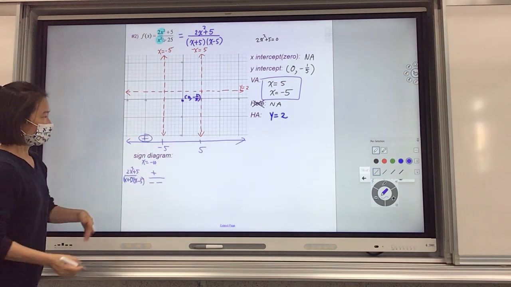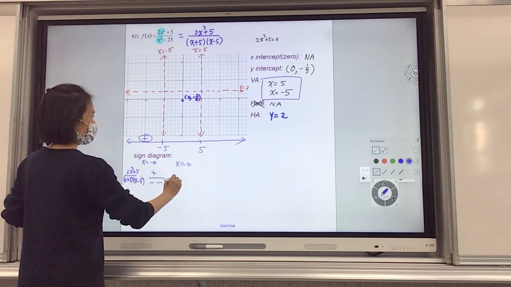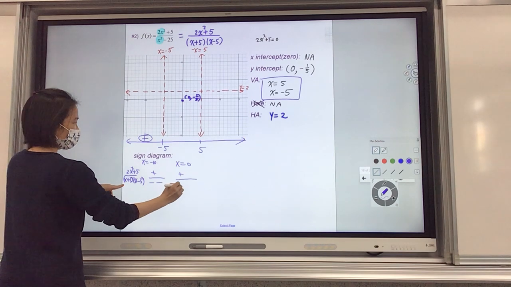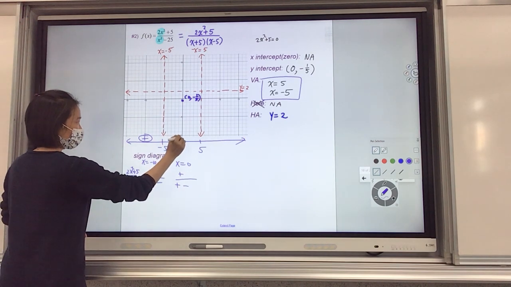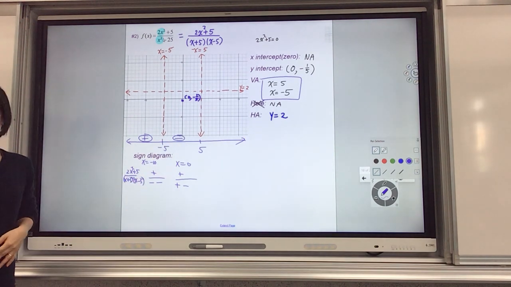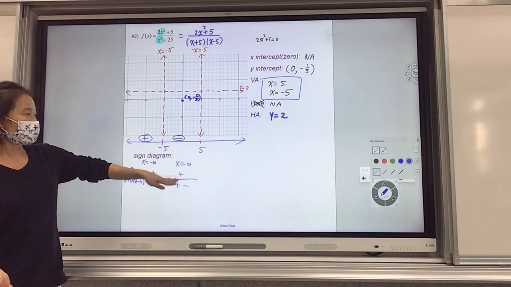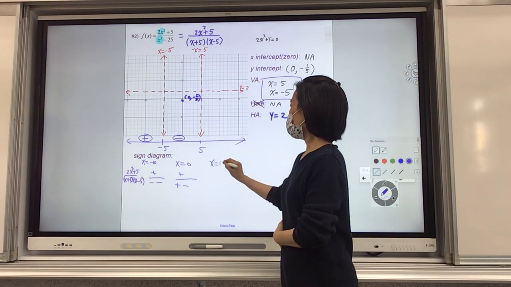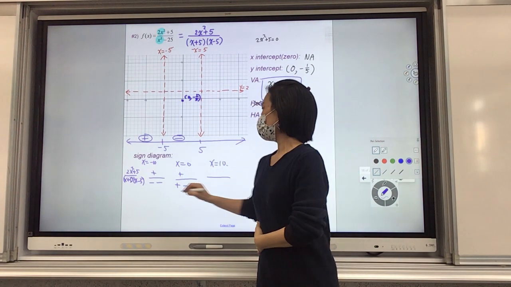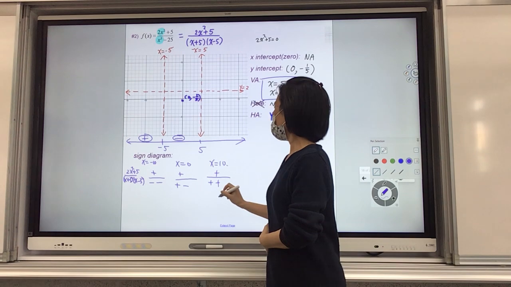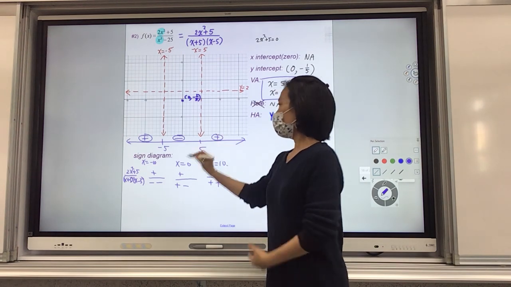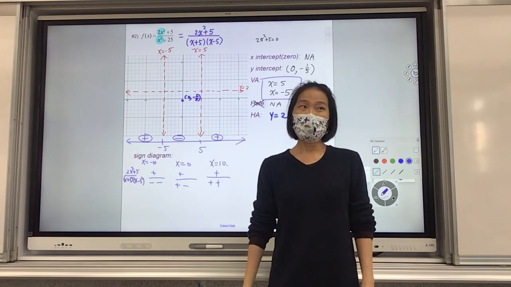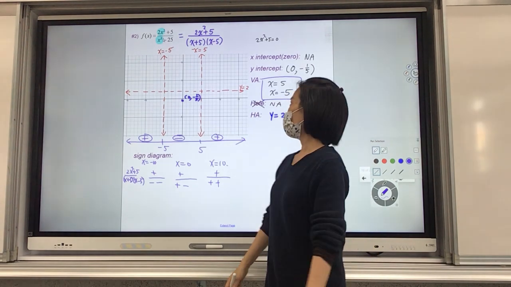In the middle, x equals 0. That is positive, positive, negative. So I got negative in the middle. I already have a point, so I don't really need to do this, but do it anyway. X equals 10. Positive, positive, positive, all positive. All the y values from 5 to infinity will be positive.